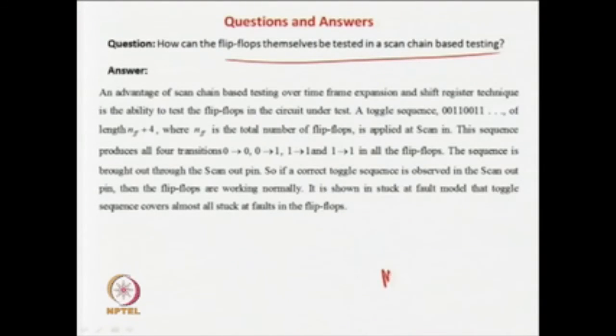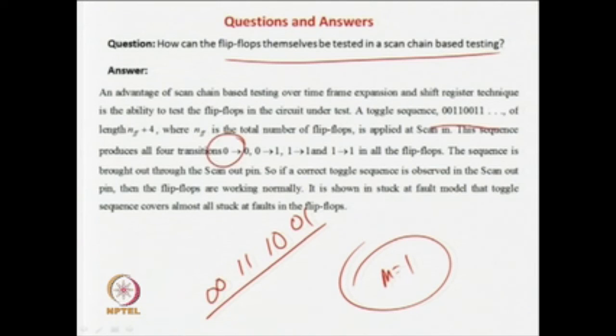So in scan chain based testing, if you want to test the flip flops only, then you go to scan mode and make m equal to 1. Do not make m equal to 0, make it only a scan chain and then pass a sequence like 0 0 1 1 0 0 1, an alternating sequence. There are 2 zeros, then 2 ones, then 1 0 0 1. With this type of sequence you get transitions at the output of the flip flops: from 0 to 0, from 0 to 1, from 1 to 0 and from 1 to 1. If you get them correct, you know that the flip flop is toggling fine, and so your flip flops can be easily testable.